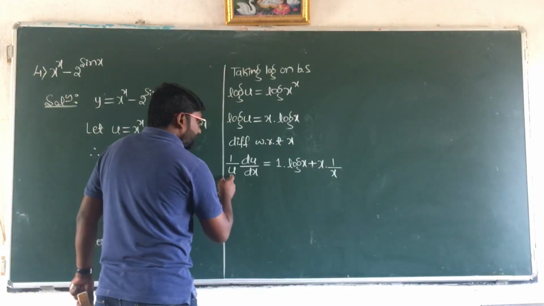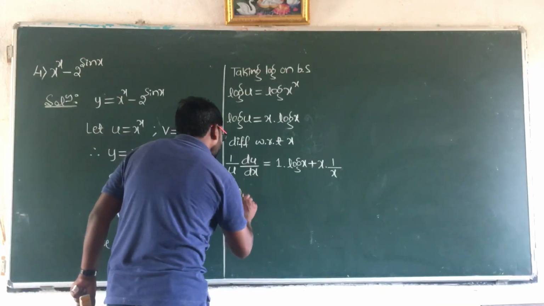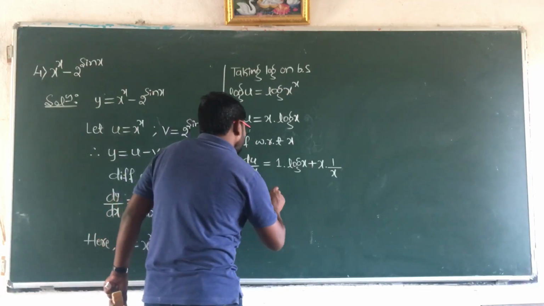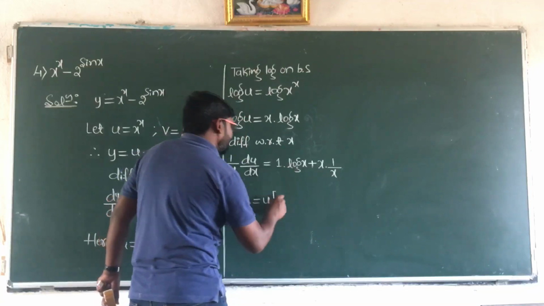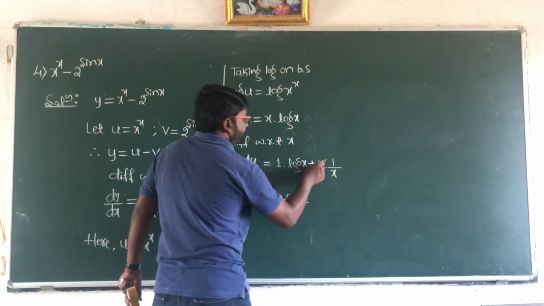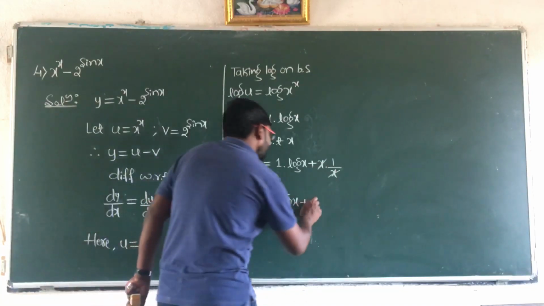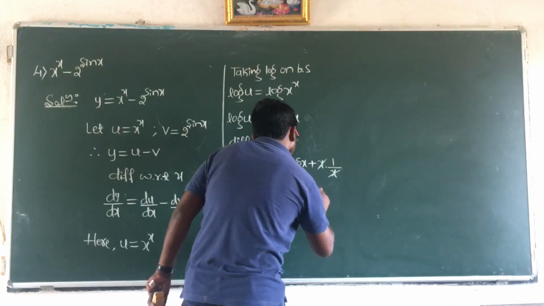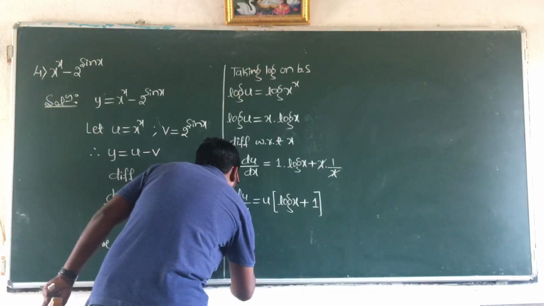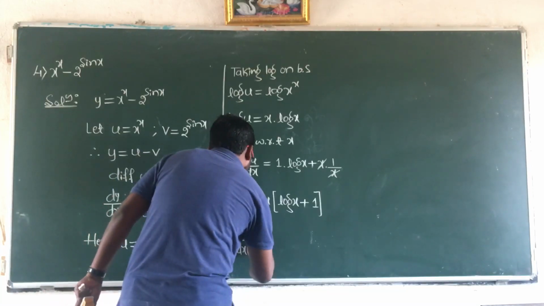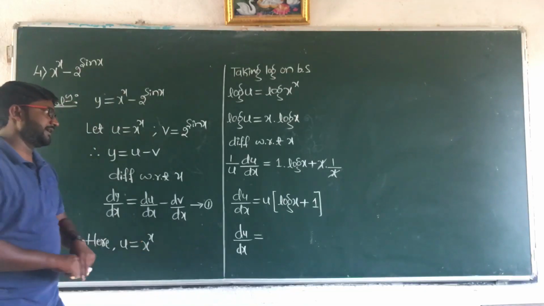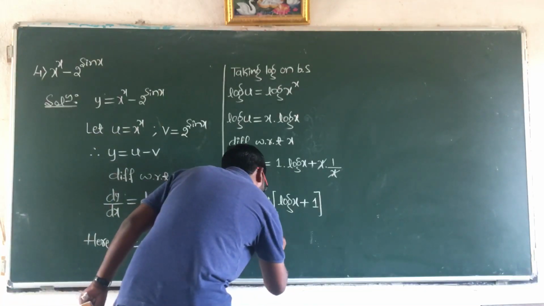Now take u to the RHS, du by dx is equal to u. Inside the bracket, 1 into log x is log x, plus, here x and x get cancelled, we get 1. So it is log x plus 1. So now du by dx is equal to u. Replace u here. What is u now? It is x to the power x.